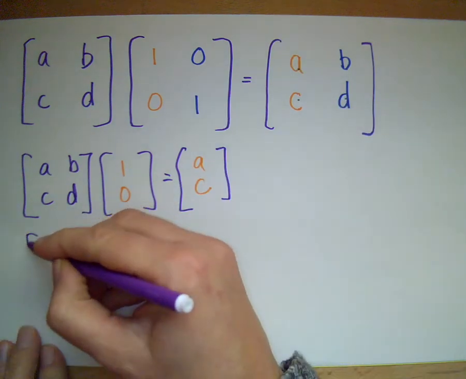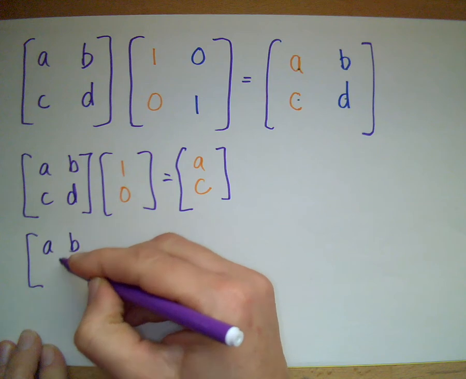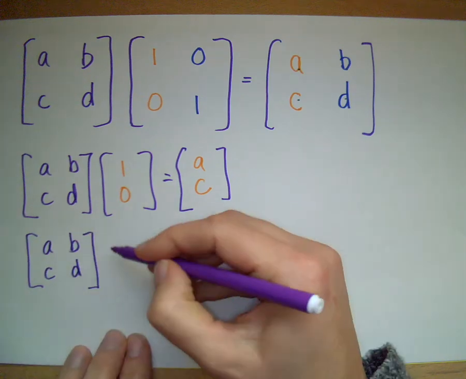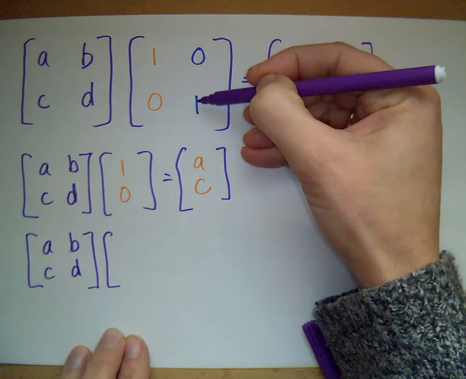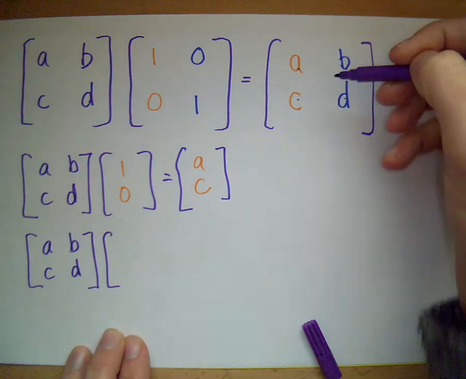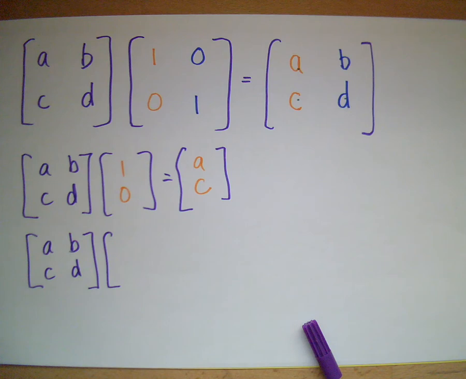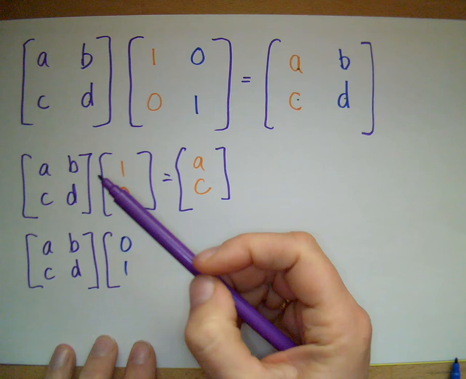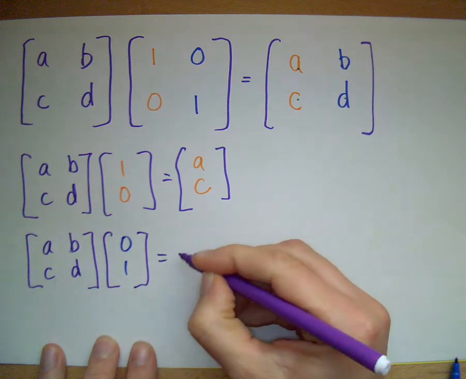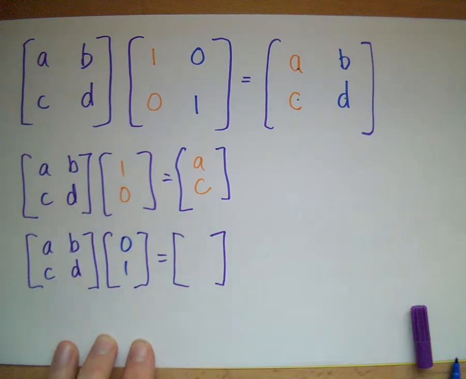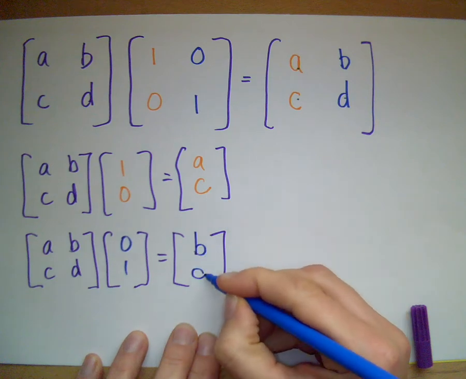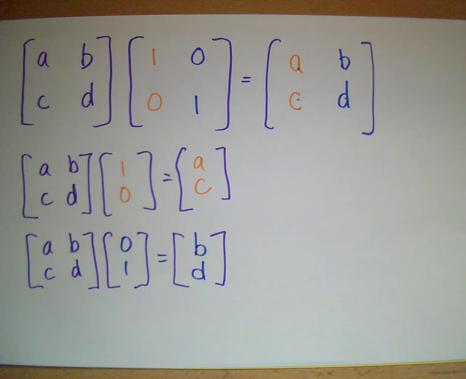And in the same way, if we had our original matrix multiplied by only the second column, our answer would be only the second column. Voila. And our result would be B and D.